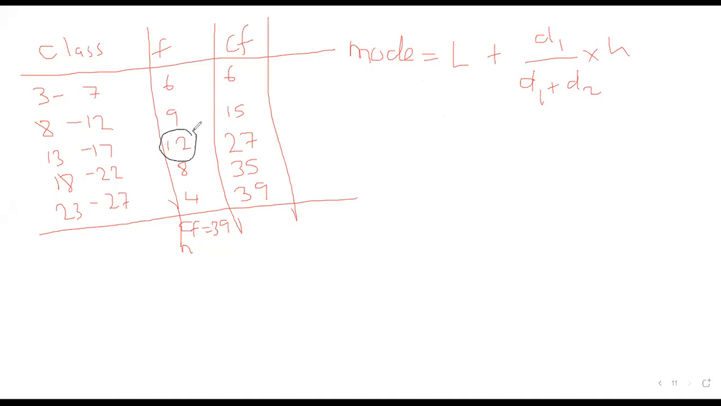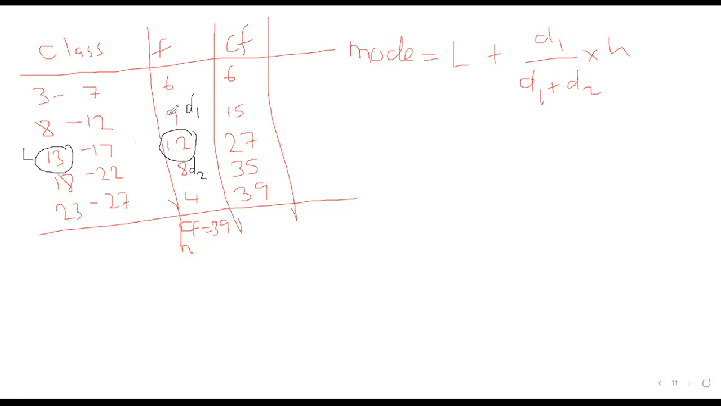Okay. The distance going up is called D1. The distance going down is called D2. And the number in the lower boundary here is called L. I repeat, mode means the highest number. So step 1, find the highest number here. What number is the highest here? 12.